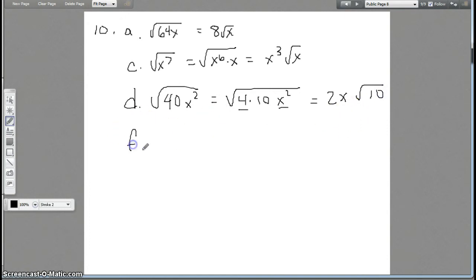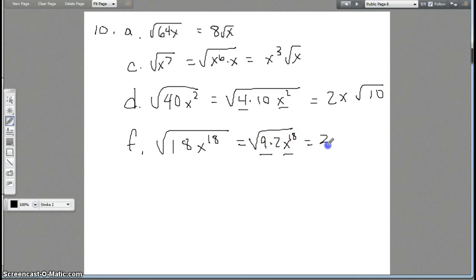Okay, the last one we're going to do is part F. Square root of 18x to the 18th. 18 can be rewritten as 9 times 2. And then x to the 18th is already a square number. So 9 is a square number, and x to the 18th is a square number. Square root of 9 is 3. Square root of x to the 18th is x to the 9th. And then we still have a 2 sitting under our radical. So that was number 10. It's just like number 17 that I assigned for homework.